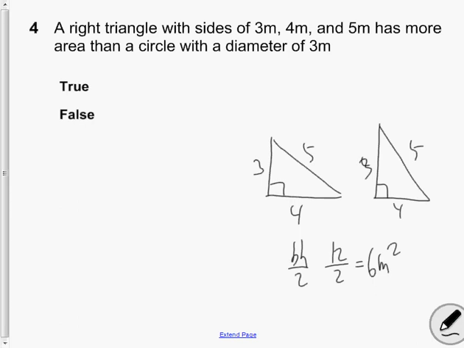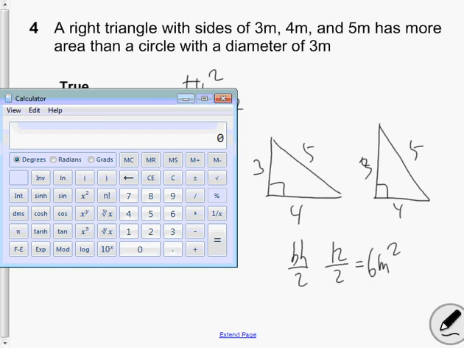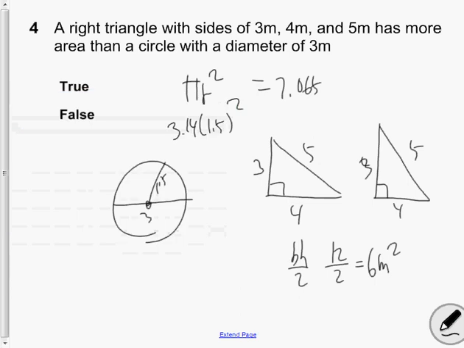Now, does this have more area than a circle with a diameter of 3? It doesn't say estimate. So if the diameter is 3, then the radius is 1.5. Pi r squared will be 3.14 multiplied by 1.5 squared. When I take 1.5 squared and then multiply it by pi, I get 7.065, which means the circle has more area than the right triangle, which means the answer again is false.